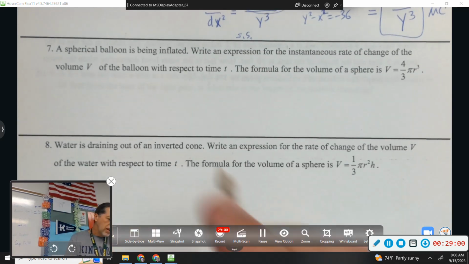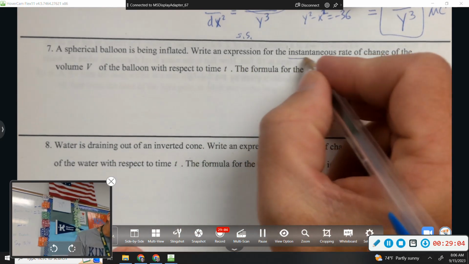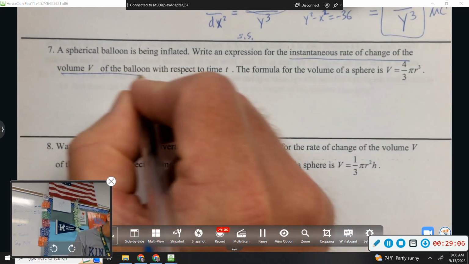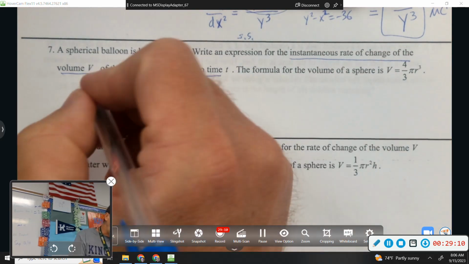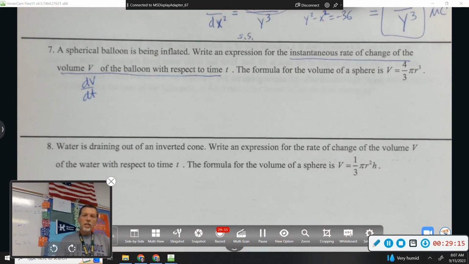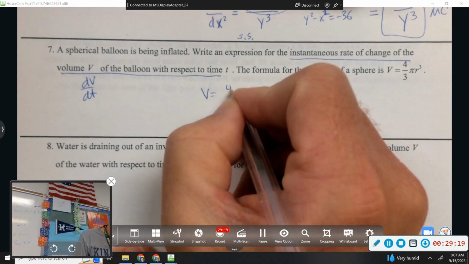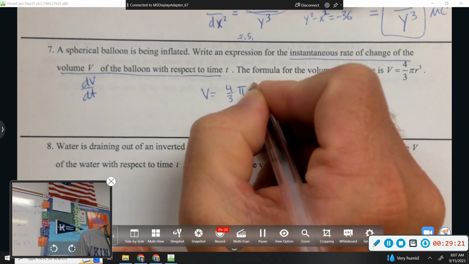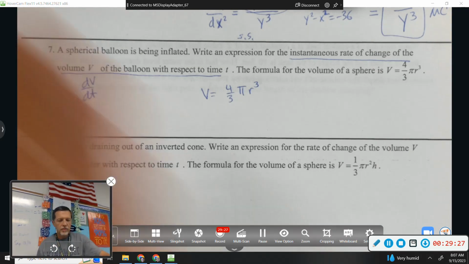A spherical balloon is being inflated. Write an expression for the instantaneous rate of change of the volume with respect to time. That's a mouthful for dV/dt. The formula for the volume of a sphere is 4/3 pi r cubed. Okay, this is going to be a little bit weird. We haven't done one quite like this.